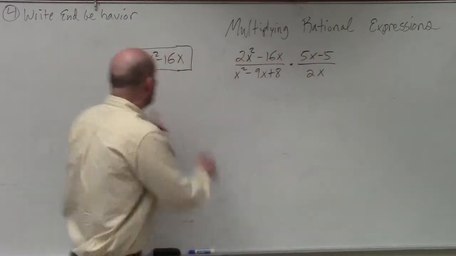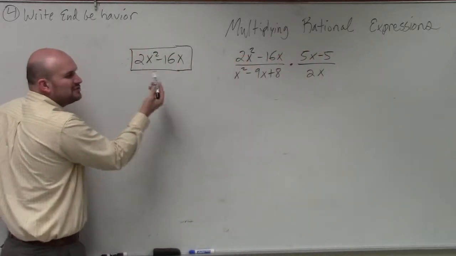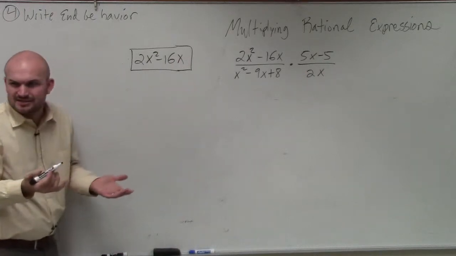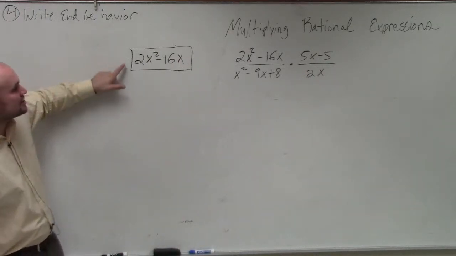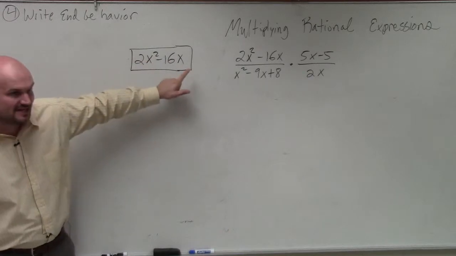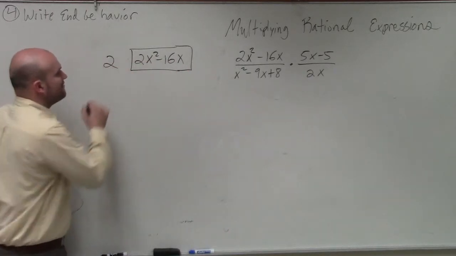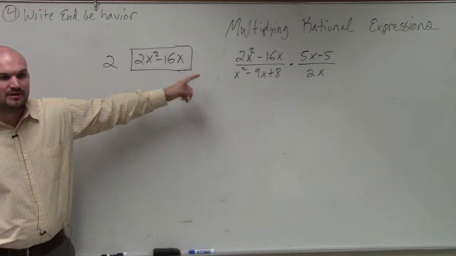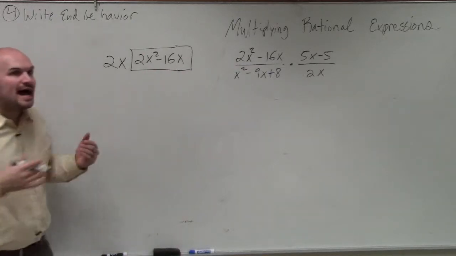Well, you could use 4, but the problem is 4 times what gives you 2? You have to use 1/2, right? So then you're using fractions. Nobody wants to use fractions. So the largest number that divides into 2 and 16 is 2. And then what about variables? Should I multiply by a variable? X. So now let's go and see.